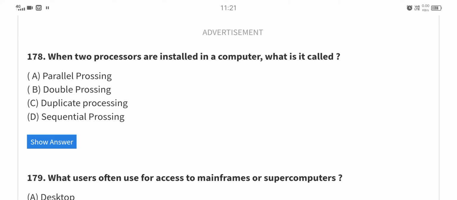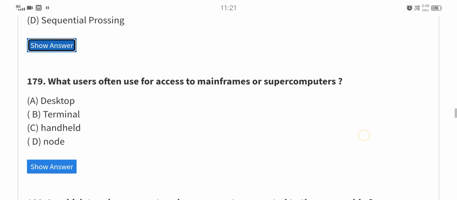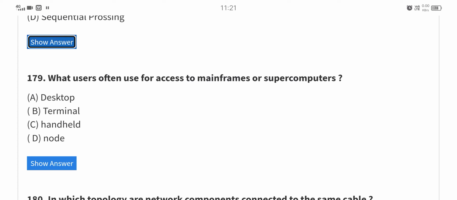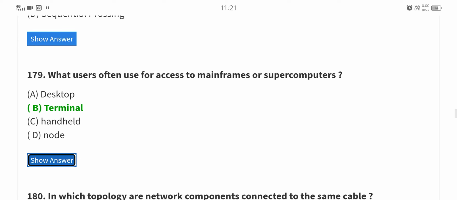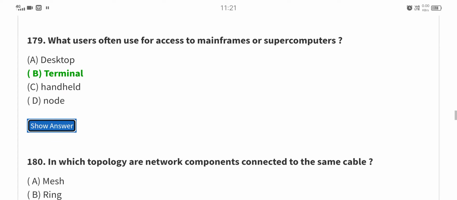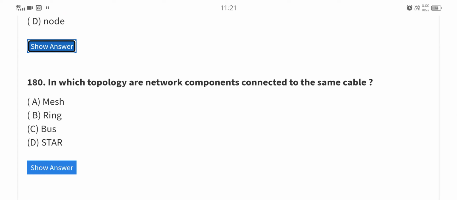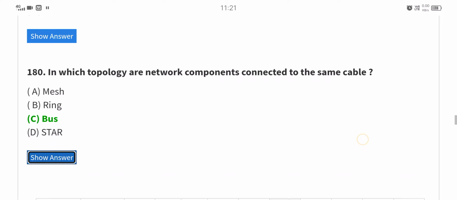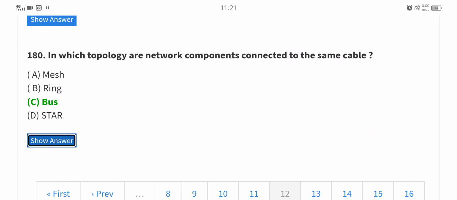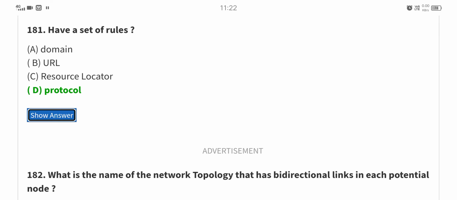When two processors are installed in a computer, what is it called? Parallel processing. What do users often use to access mainframes or supercomputers? Terminal. In which topology are network components connected to the same cable? Bus. What is a set of rules called? Protocol.